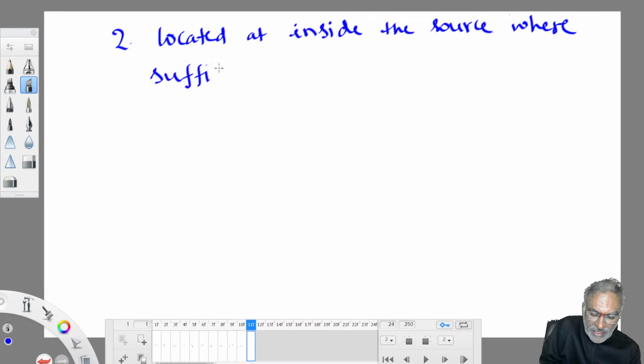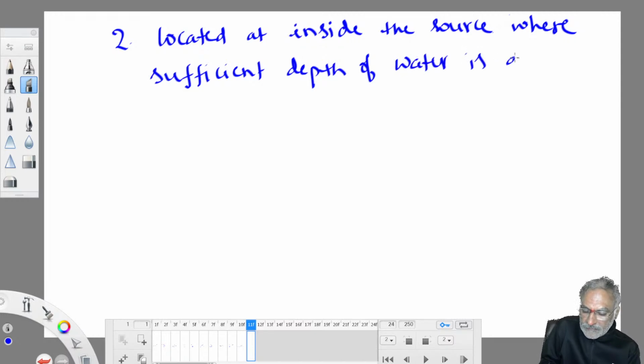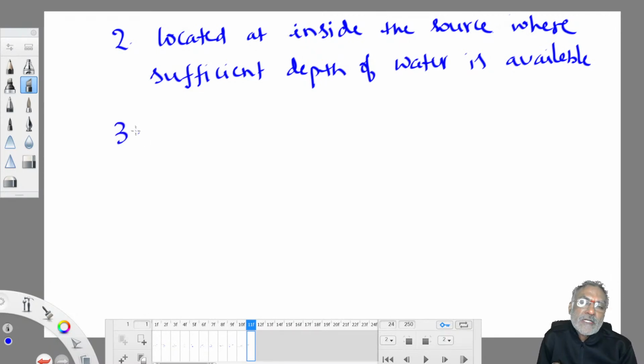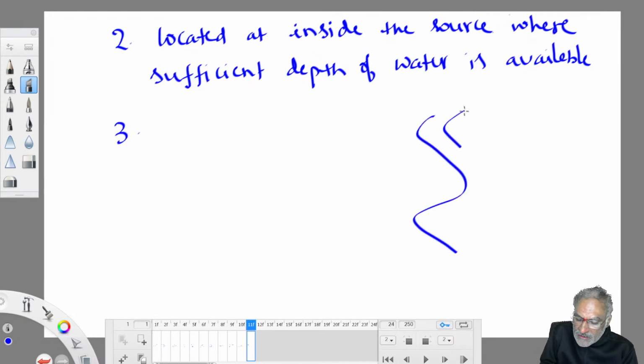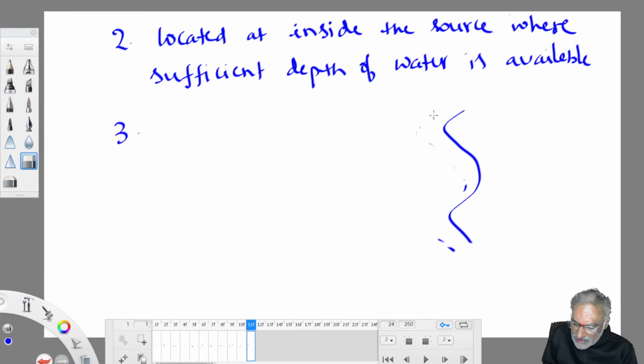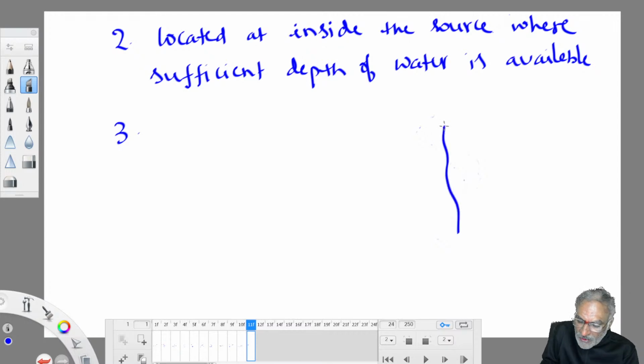Where sufficient depth is available round the clock throughout the year. And it should not be located in the meandering portions of a river, where the river is taking so many turns. So understood the second point? I hope the second point is clear to you. The second point means it should not be located on the bank. It should be located deep inside the water body, because at the banks, during summer, water is not available.